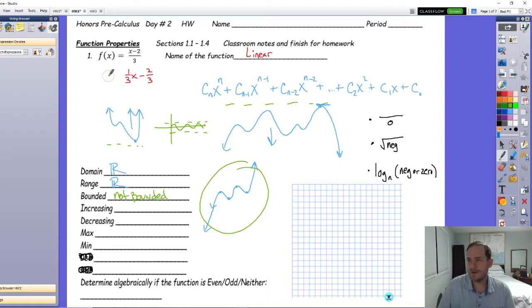Okay, again, with our line, we know that we have a positive slope, so we know that we are increasing. So our increasing interval would be over our entire domain, so negative infinity to infinity. Decreasing interval would be none.